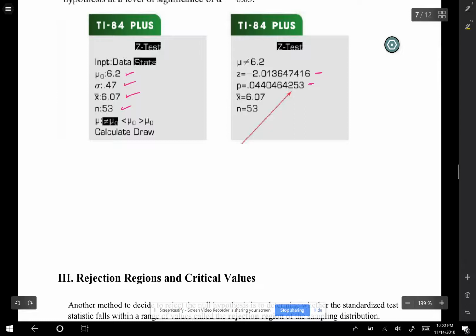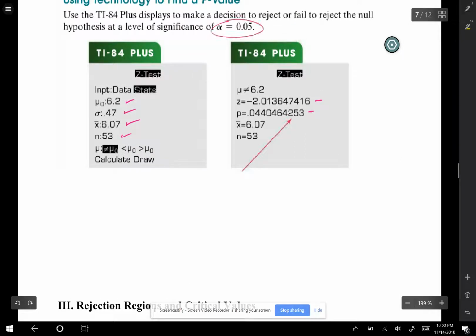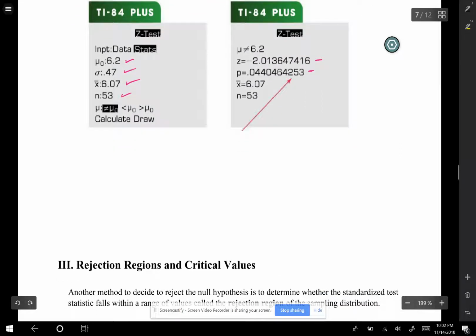and then you would compare that with the problem. So in this one, it said the level of significance was 0.05. So our p-value, 0.044, is less than 0.05. So then we would have to reject the null hypothesis.